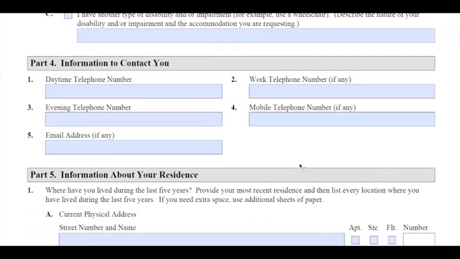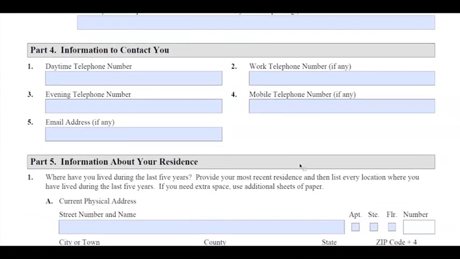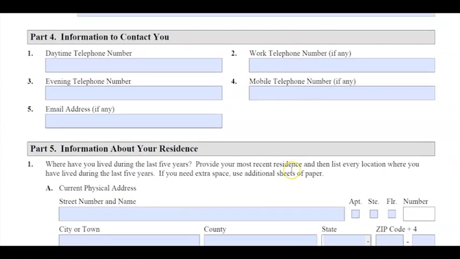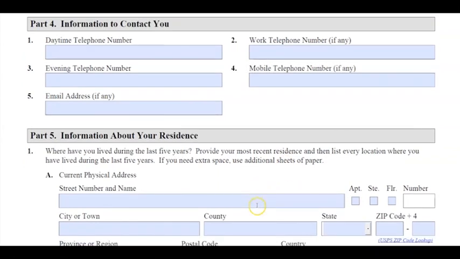Part 4 is information to contact you, such as your daytime telephone number or your email. Make sure that you provide a phone number that's reliable. Make sure that you provide an email that you check often. Don't provide an email that you rarely go into or that you have forgotten your password, username. Make sure that you provide a reliable email.